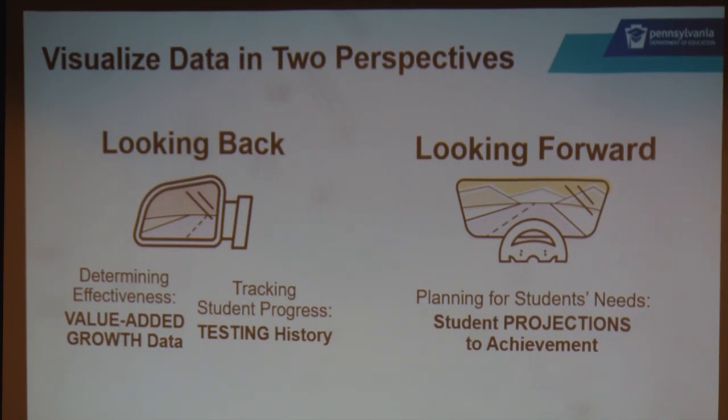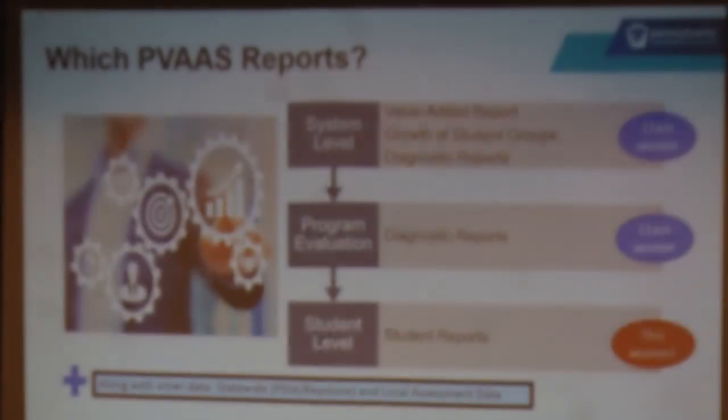The other thing you should know about PVAAS is that we have looking forward data, and that's a picture of a windshield. So that's data that hasn't happened yet. And we call those student projections, and those are student projections to achievement. So when we're looking back, we're talking about growth, and when we're looking forward, we're talking about achievement. And that's really what you should know about PVAAS, is that it has data in both of those areas, and that's exactly what our audience said, so perfect.